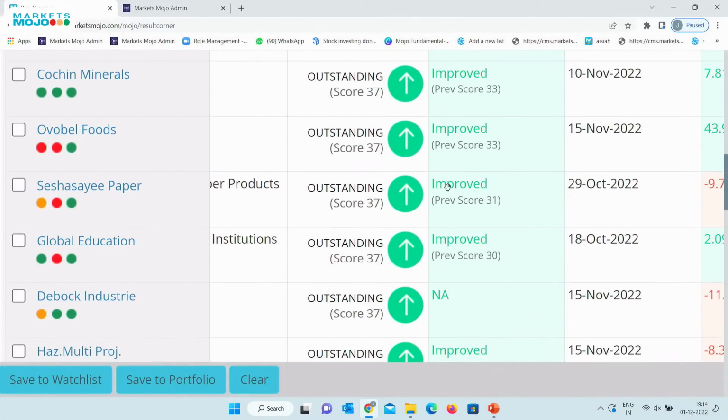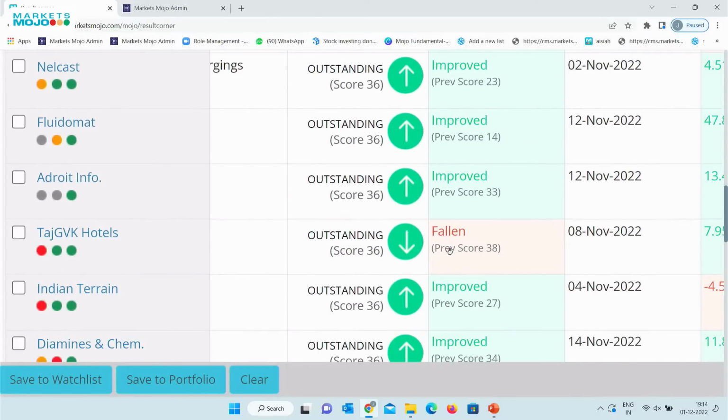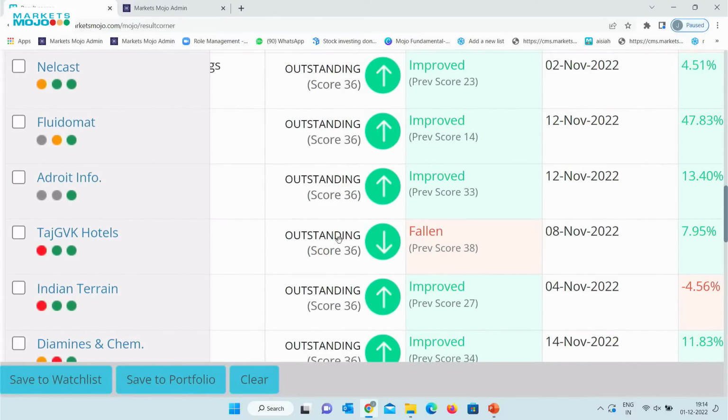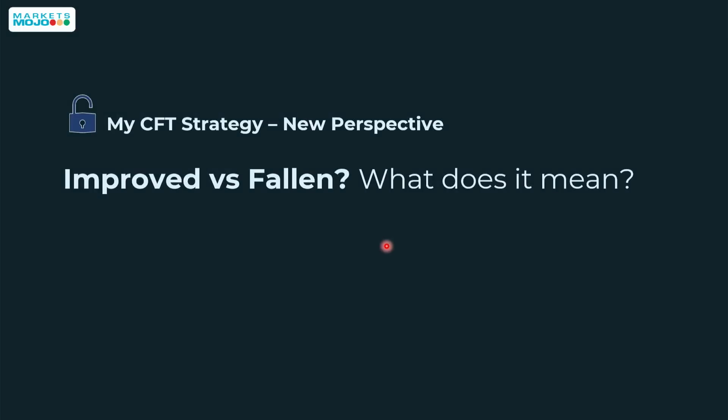Now you can see a lot of examples over here. Current financial score, previous financial score, improved. There's an improvement over here. Let's look at this particular one. Again, outstanding results, this current financial trend. Previous score was 38. So it has actually fallen from the previous score. So that exactly is what improved versus fallen means. And it's a new perspective. Not many of us actually look at this, but we look at improved versus fallen today in our strategy.